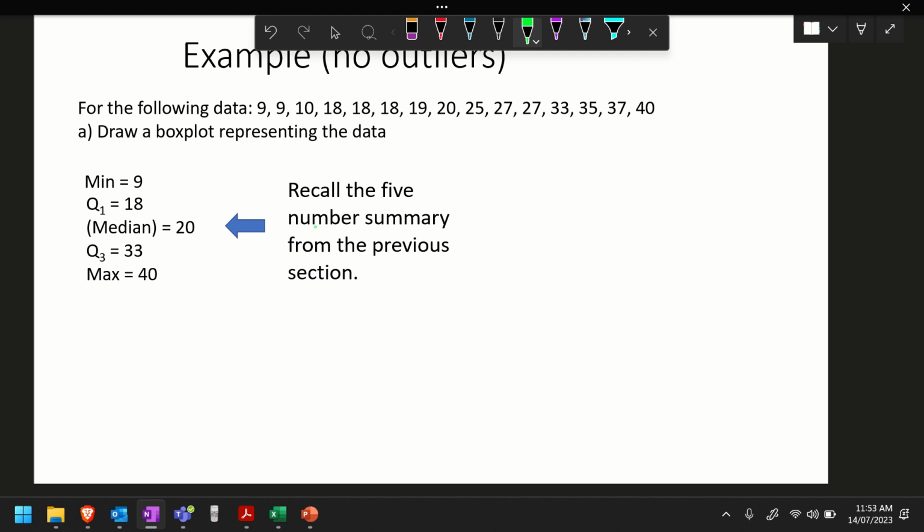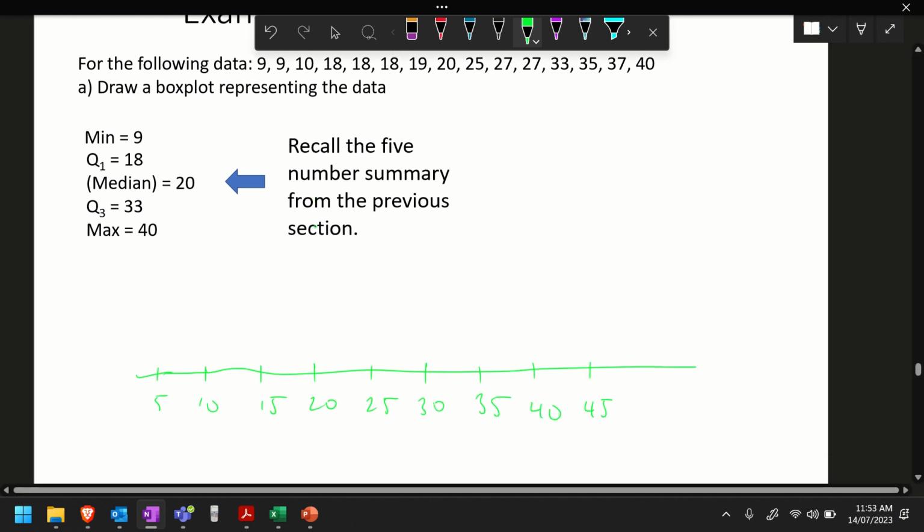Nine and 40, yeah? So what I like to do is start off with your number line. You're going to go from 9 to 40. I'm going to count up maybe by fives. So I'll start off at 5, and then 10, 15, 20, 25, 30, 35, 40, and then I'll stop at 45. Let's just start with that. And obviously, before you do this, you have to do your 5-number summary. Otherwise, you can't do the box plot properly.